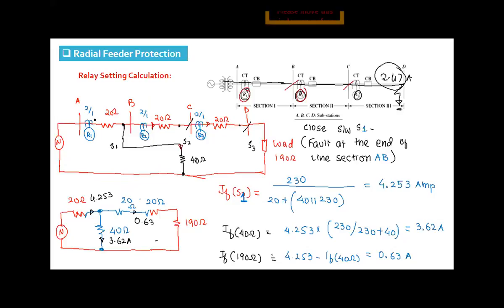So this current in this fault is 4.253. This current is 3.62, and this current is 0.63. Will R3 and R2 operate? No, because the current through that relay coil will be less than the pickup. You can see 0.63, and 1 and 1.5. Obviously not going to operate.